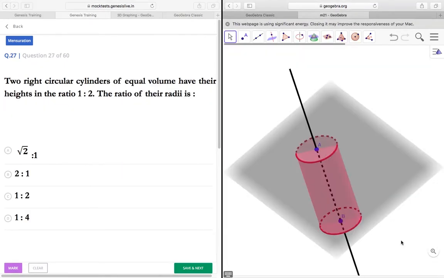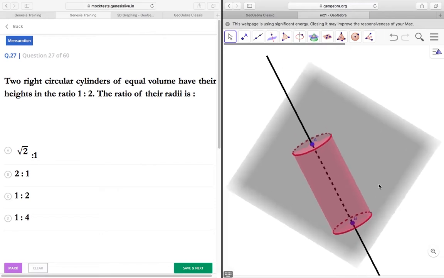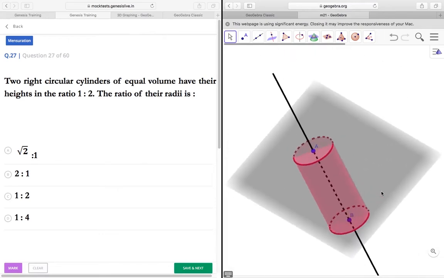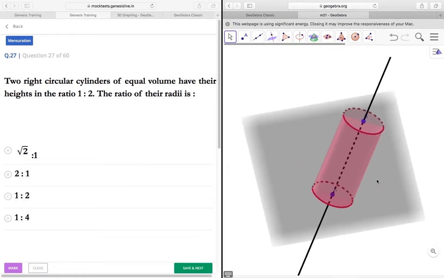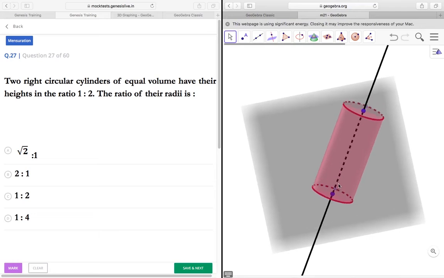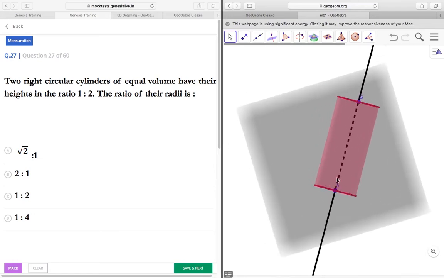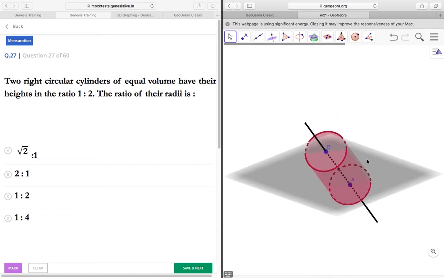Well, 27th is about the cylinder. You can just see this is a cylinder wherein this is the base, and then the height is AB, or these dotted lines, that is the height of a cylinder. Now what they are saying is the heights of two cylinders are in the ratio 1:2. Fine. Find the ratio of their radii when the volumes are the same.